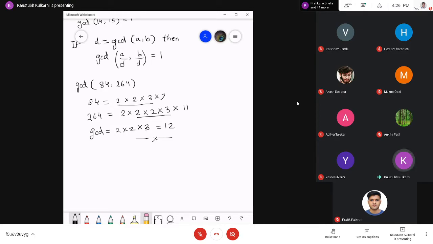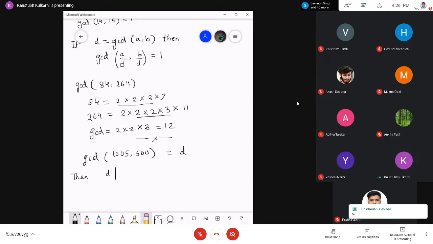For example, we want to calculate the GCD of 1005 and 500. Let D be the GCD of 1005 and 500. Because it is the GCD, D divides 1005 and D divides 500. This vertical bar means divides. I think I had introduced this when creating a graph in graph theory. For example, 2 divides 4, or 7 divides 49.